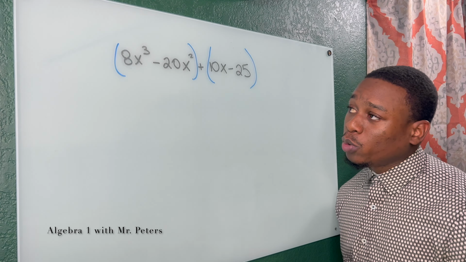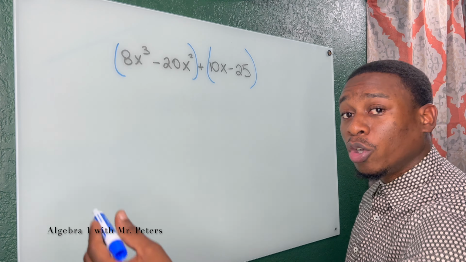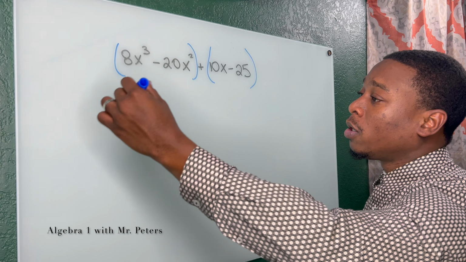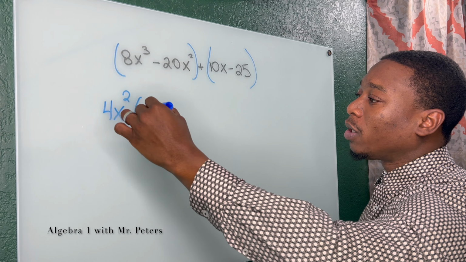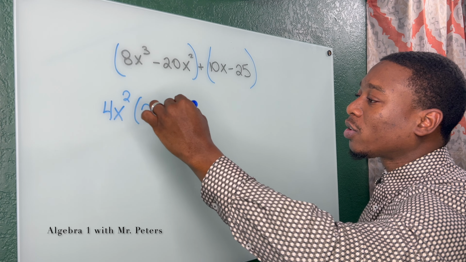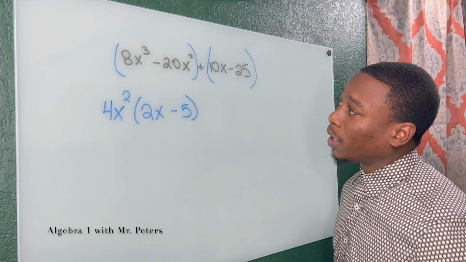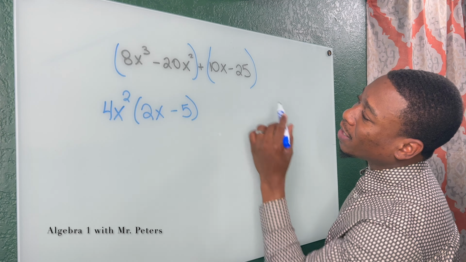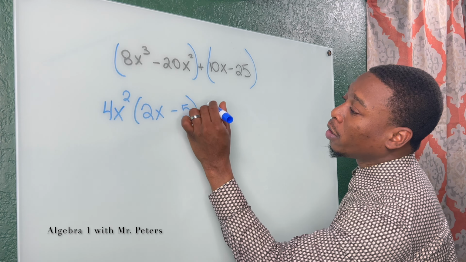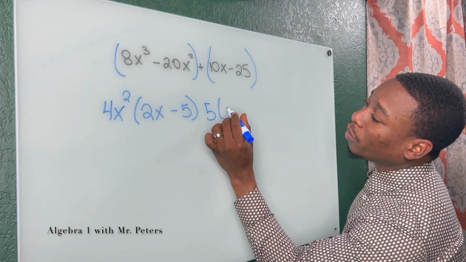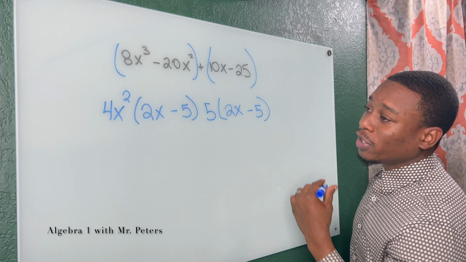So we pair the first 2 terms together and the last 2. Now, as a result, I want to use the greatest common factor to simplify. So I'm going to pull out 4x to the second power, and I'll be left with 2x minus 5. And then when I go to the second parentheses, I want to do the same thing. And once I look at this, I could pull out another greatest common factor of 5. And once I do this, I'm going to be left with 2x minus 5 on the inside of the parentheses.